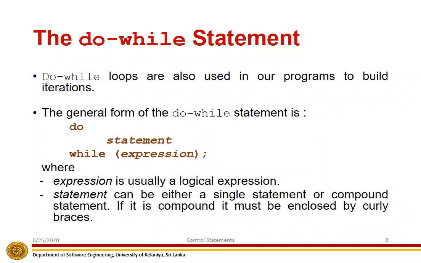Then the second looping statement is do while. Do while loops are also used in our programs to build iterations. The general form of the do while statement is do, then statement or statements, while, expression in the parentheses, and remember to put the semicolon after the while. Where expression is usually a logical expression, and statement can be either single or compound. If it is compound, it must be enclosed by curly braces as earlier.